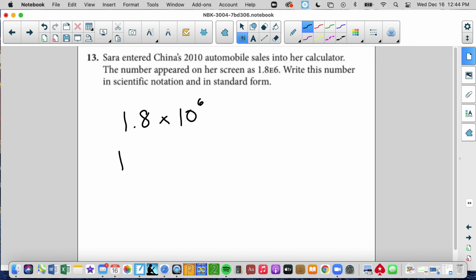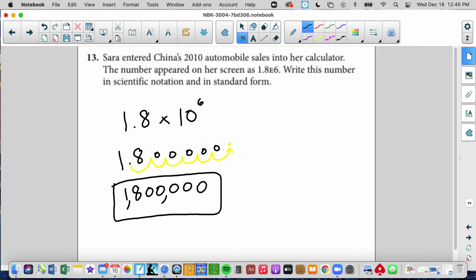All right, so 1.8, I'd move it 6 places. 1, 2, 3, 4, 5, 6. And if that number was negative 6, then we'd move it to the left and make the number smaller. Notice that we're making the number bigger when we move the decimal point to the right. So those are zeros.